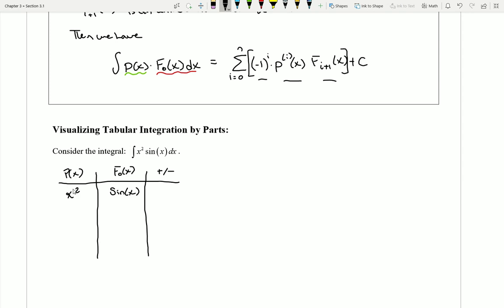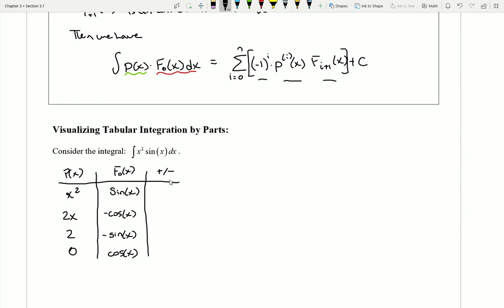Now I'm going to start taking derivatives. I can see here that I'm going to need lots of derivatives for my polynomial. I'm going to keep taking derivatives until I hit 0, which here doesn't take too long. Once I have that, I'm going to start doing antiderivatives in the middle column. We already said the antiderivative of sine is negative cosine. The antiderivative of that is negative sine. And the antiderivative of negative sine is cosine.